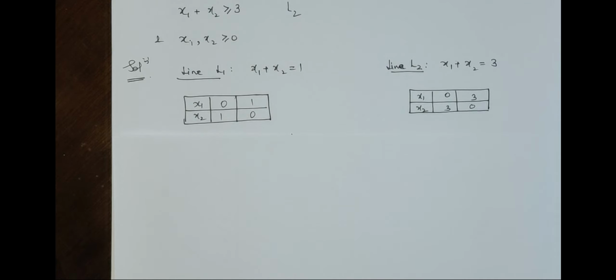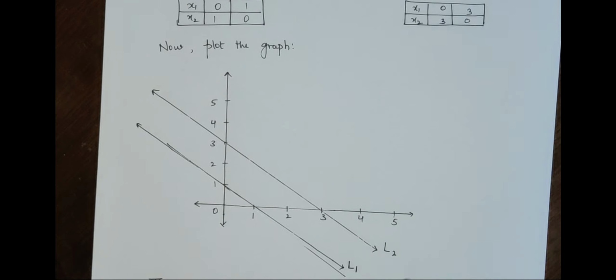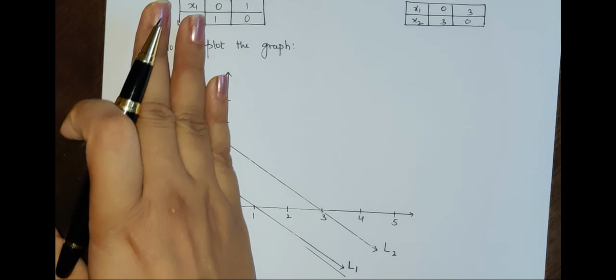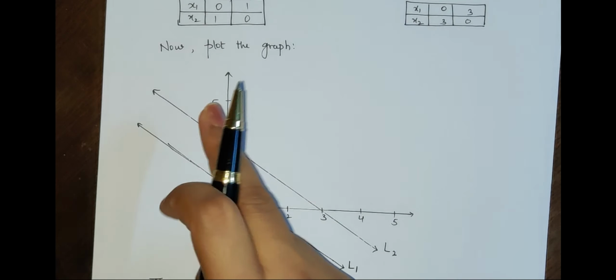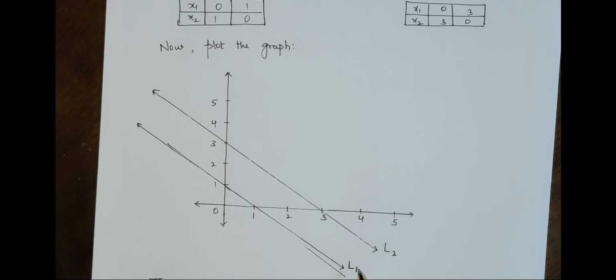Now I plot the lines on the graph. I have plotted the lines, and this is my line L1 and this is my line L2. Now I have to look for the feasible region, and definitely because of the non-negativity restriction we always work in the first quadrant. So we do not need to look beyond the first quadrant, meaning we should not look at the second, third and fourth quadrant.